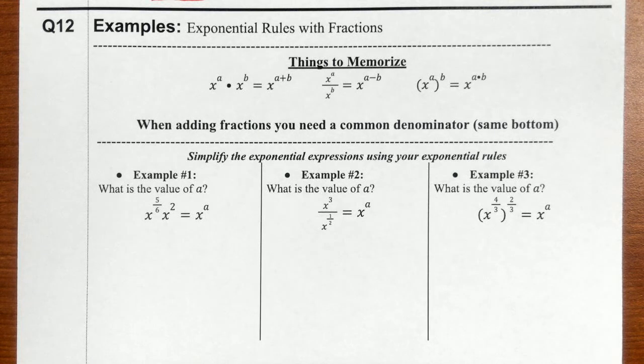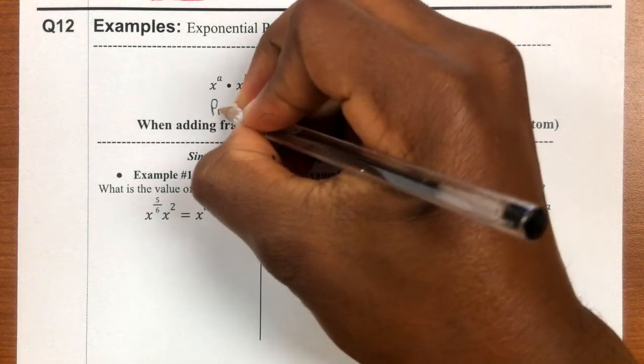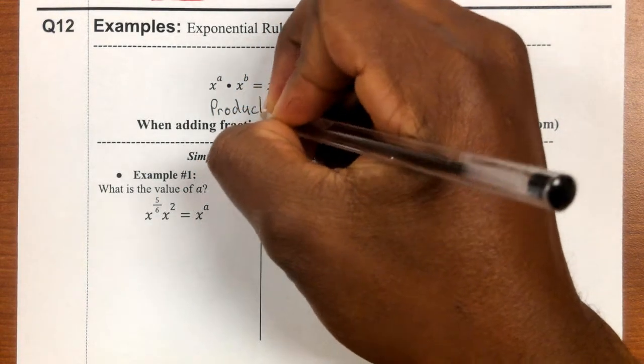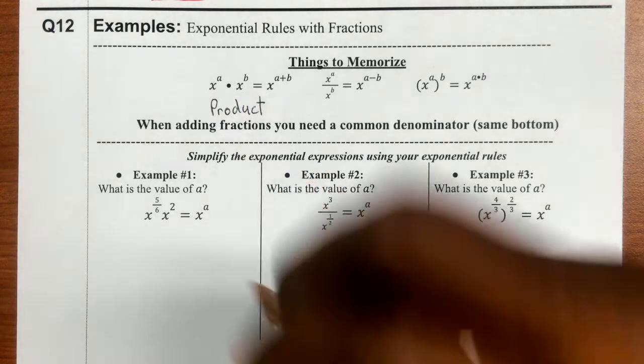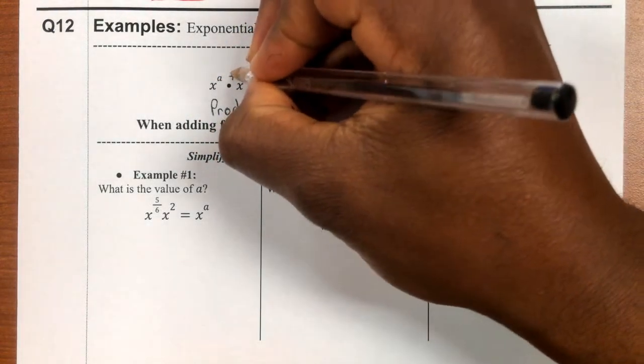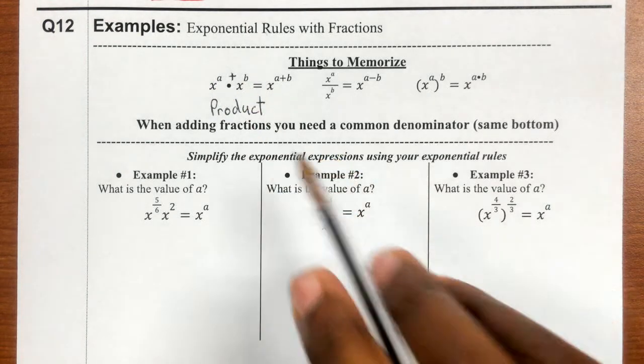Question number 12, guys, wants us to use exponential rules with fractions. So here are the various exponential rules that you need to know. Here are all three of them. This first rule is called your product rule. Your product rule states that when you're multiplying things that have the same base, you add the exponents, whatever the exponents are.